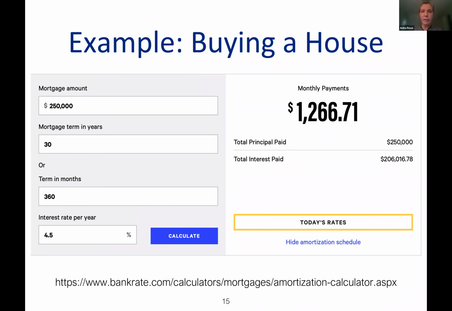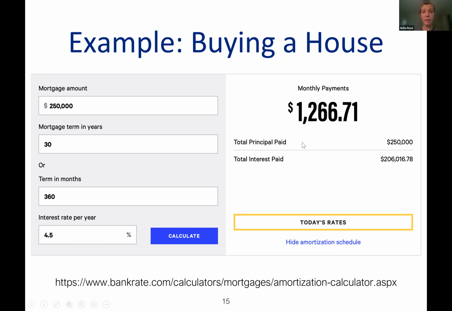So here's an example of buying a house. You have a mortgage amount of $250,000, a 30-year mortgage term. That means that you have 360 payments, right? And then your interest rate is 4.5%. It's a little higher than that now, but you can calculate to see what your principal and interest payment will be. And they're all over the internet. You can find this easily. And then you can see in this particular case at 4.5%, it's $1,266 a month.